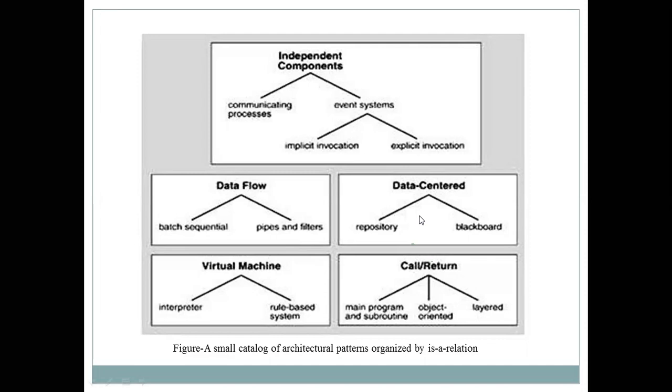Then data-centered architecture includes a repository system and a blackboard system. Then virtual machines: virtual machine architecture includes interpreter and rule-based systems, where we have to form the rules. Then call and return architecture includes main program and subroutine, object-oriented systems, and layered architecture.